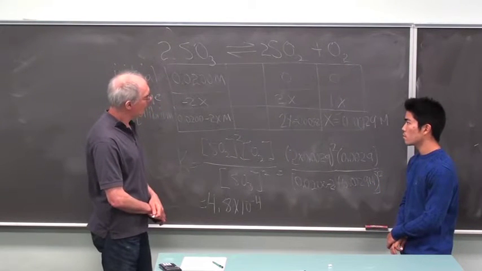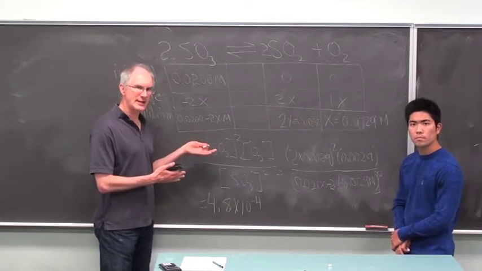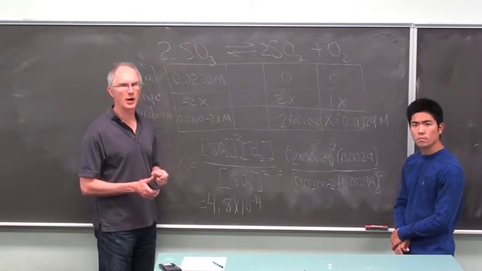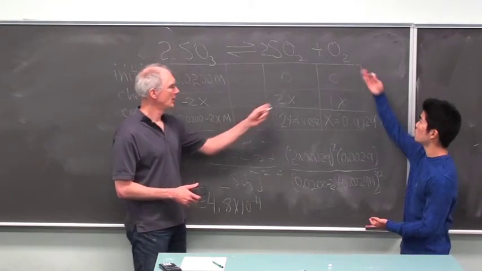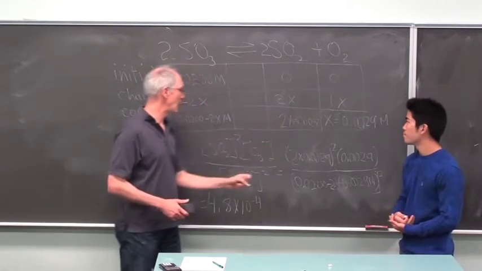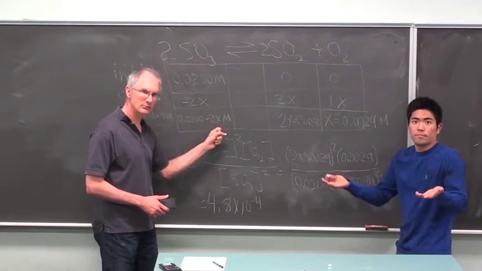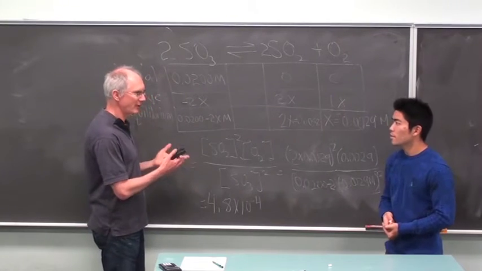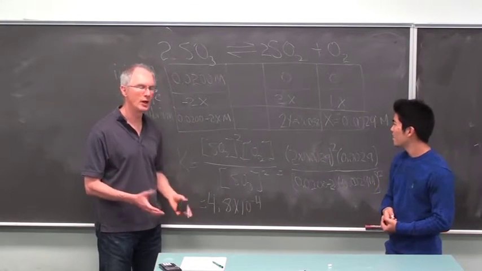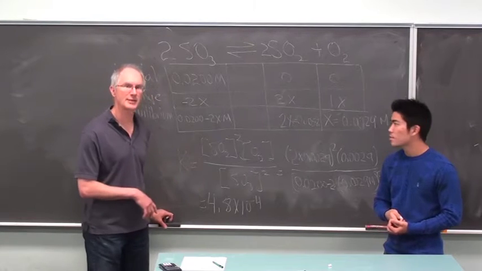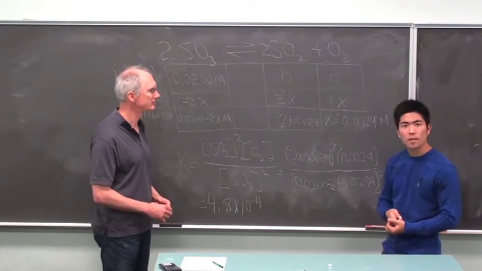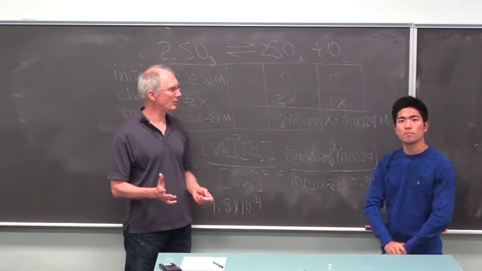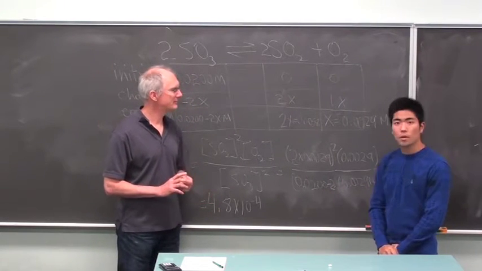Okay, so once you set up the ice table correctly, you just have to identify, what does the problem tell me? Does it tell me a change? Does it tell me a final concentration? Right. But you have to pretty much fill in what it tells you. Don't assume that it's going to give you the same thing that the last problem gave you, because it might be very different. Alright.